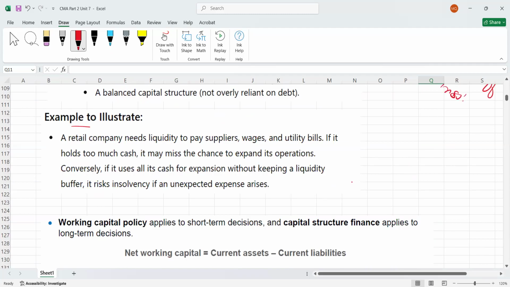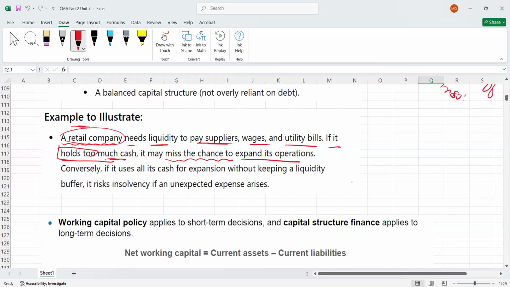So please remember, we have an example here. For example, a retail company needs liquidity. If you are a retail business, definitely you need liquidity to pay suppliers, wages, utilities, right? If it holds too much cash, as I told you, first you should have some cash amount, some liquid asset with you to settle your liabilities. But if you hold too much cash, it may miss the chance to expand its operation, right?